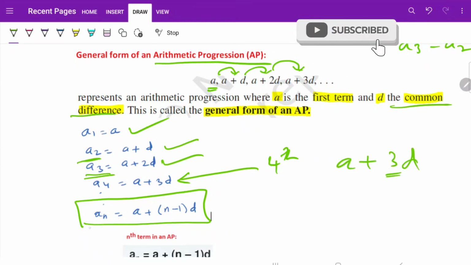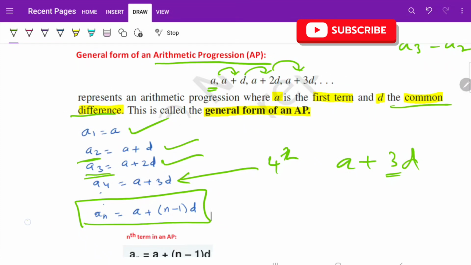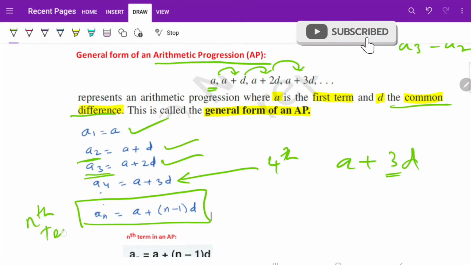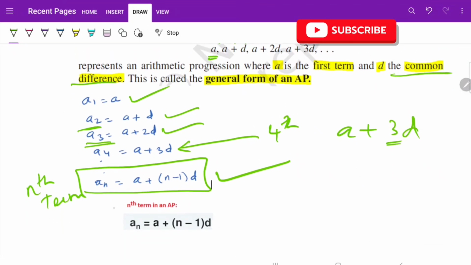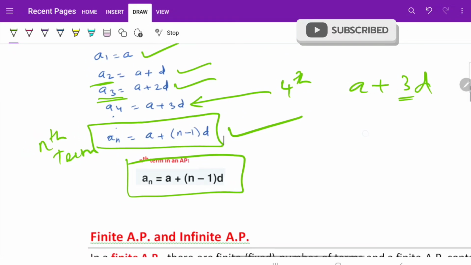So here the nth term is An. This is known as the nth term. An is equal to a plus (n minus 1) into d. So this you have to remember. The nth term of an AP is a plus (n minus 1) into d.